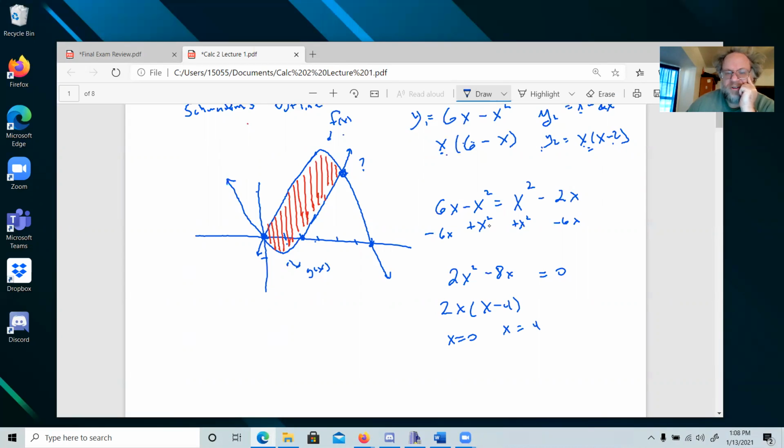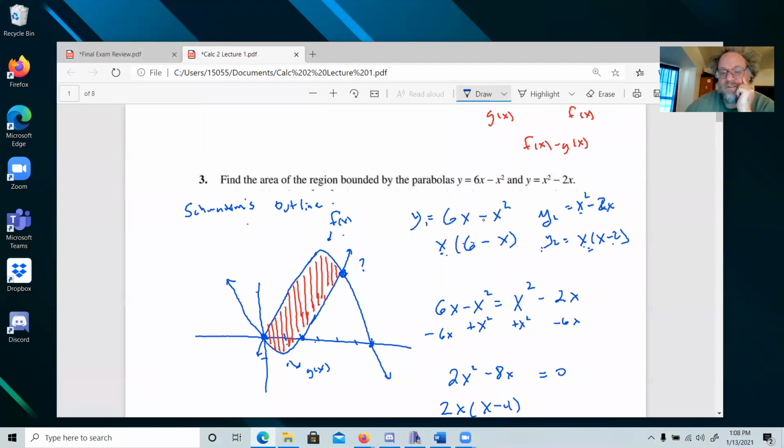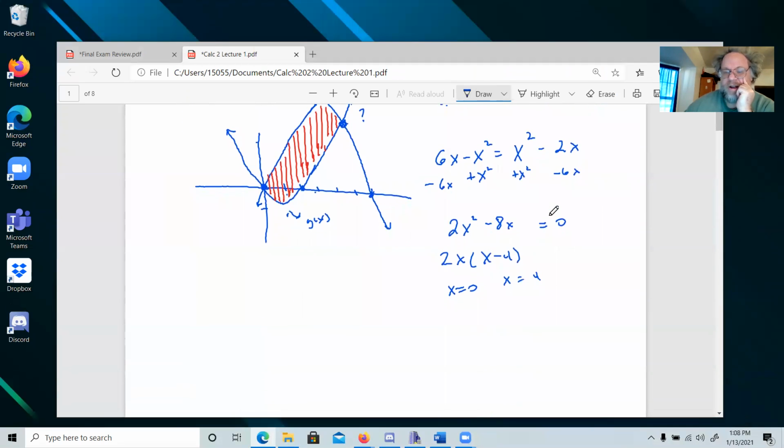So my drawing wasn't too terrible. We have the integral between 0 and 4. That's the region bounded by these two curves. What about this part? It's not bounded, so we don't have to worry about it. The part that's bounded is just in there. So we're going to integrate.